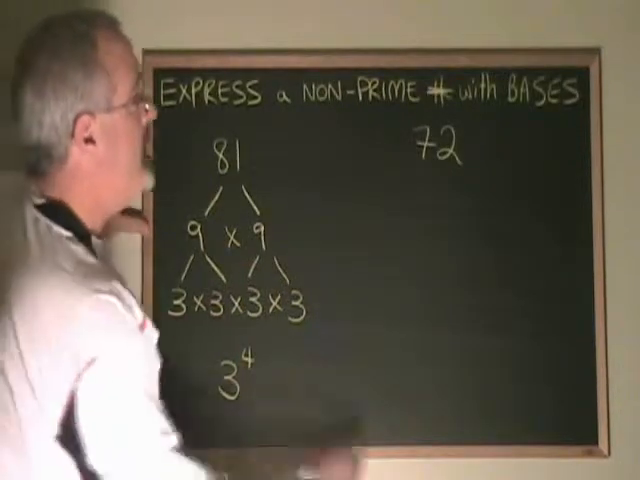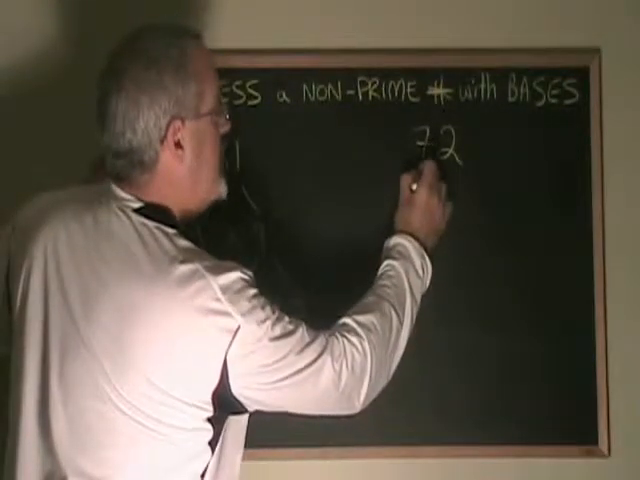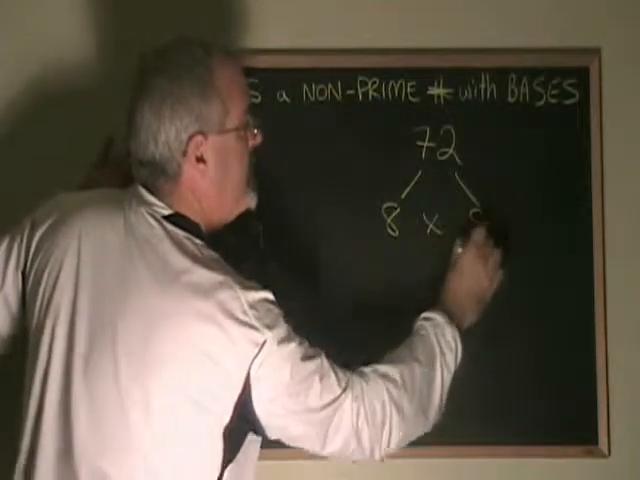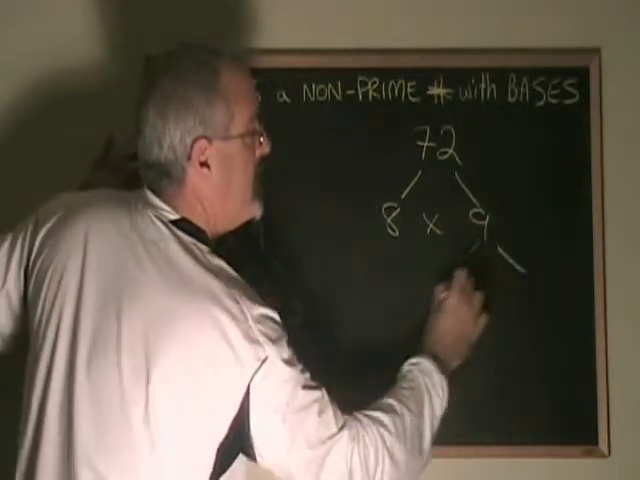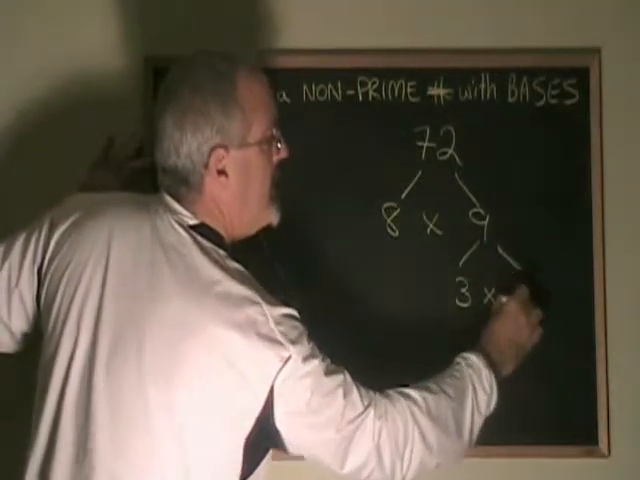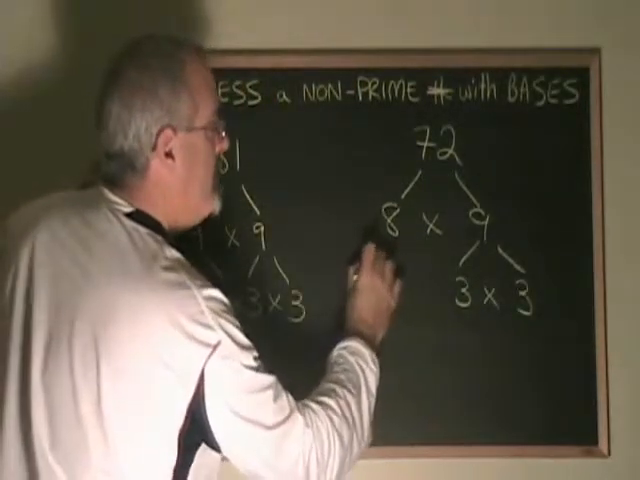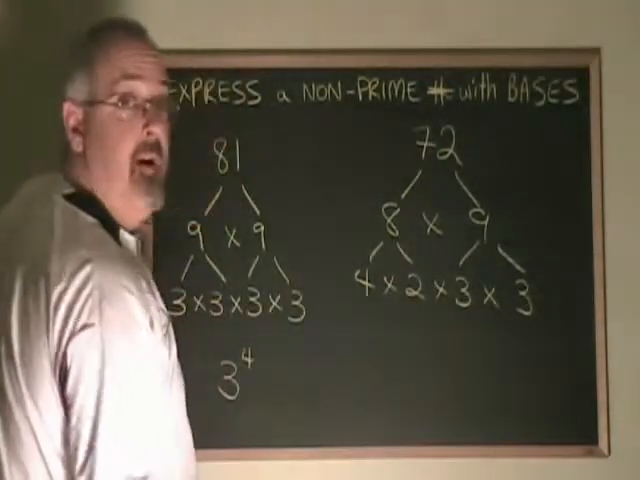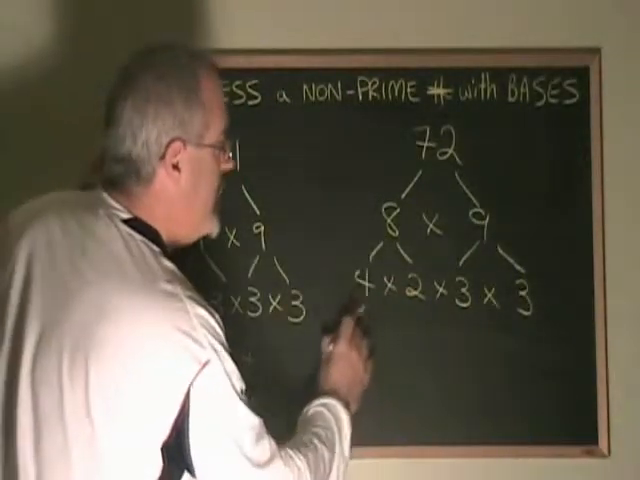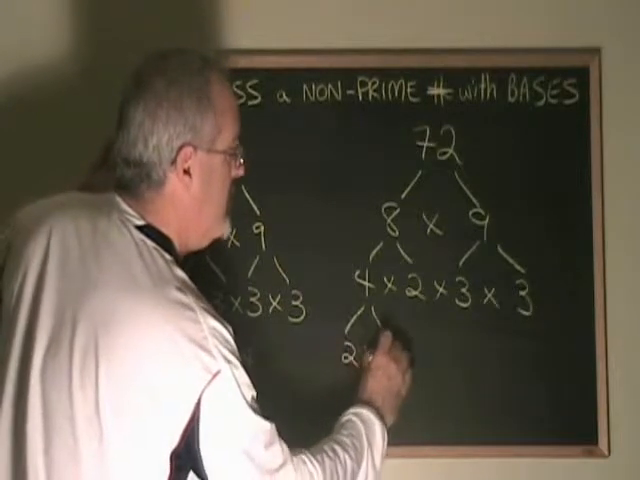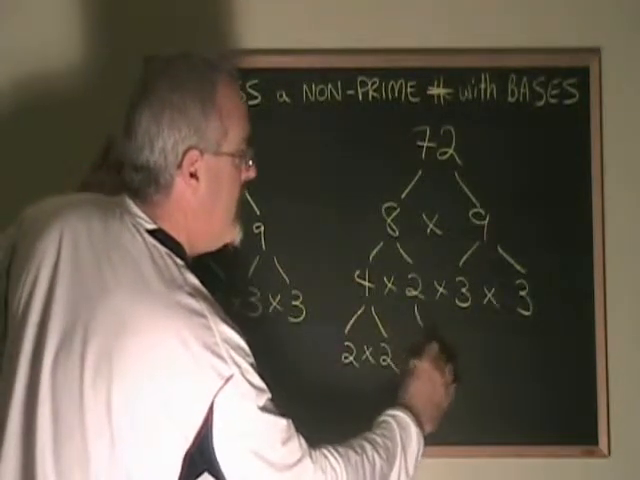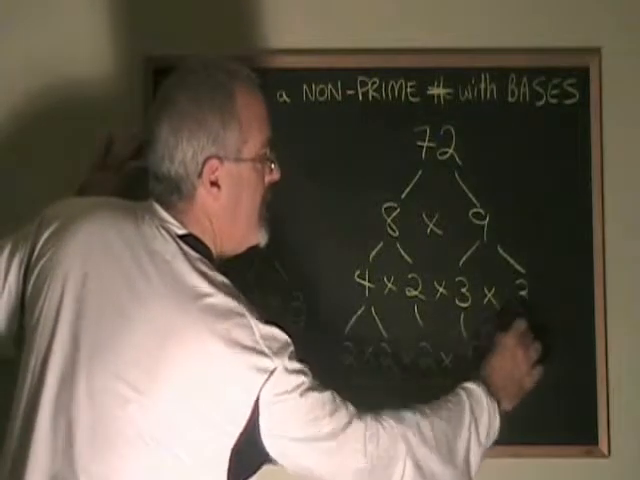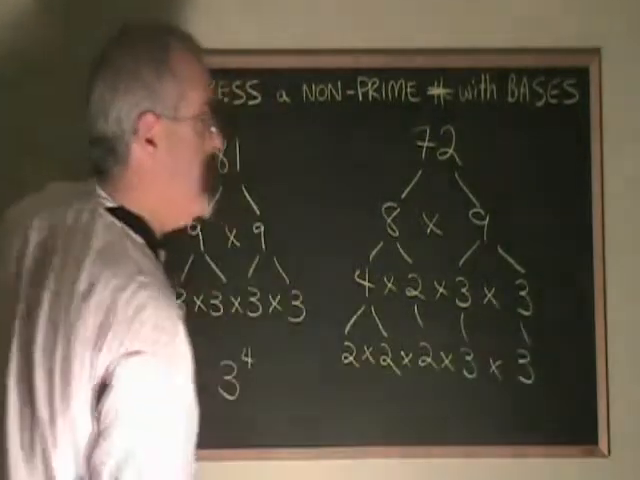How about 72? We can express 72 as 8 times 9. And again, the 9 can be expressed as 3 times 3, but the 8 breaks down into 4 times 2. And we're not finished because of this 4. It breaks down into 2 times 2. This 2 gets carried down. The 3 gets carried down. And this 3 gets carried down.